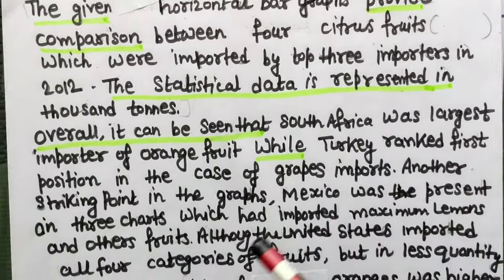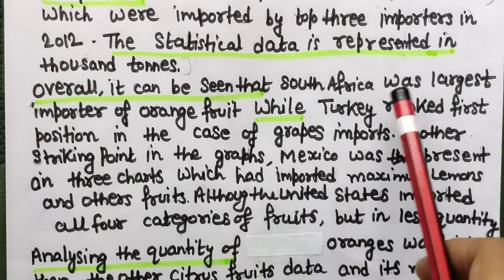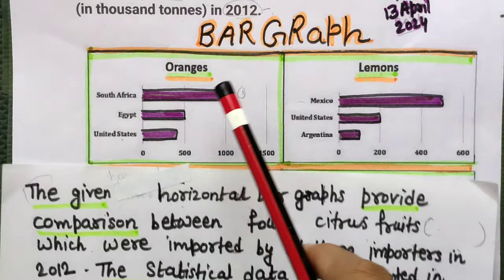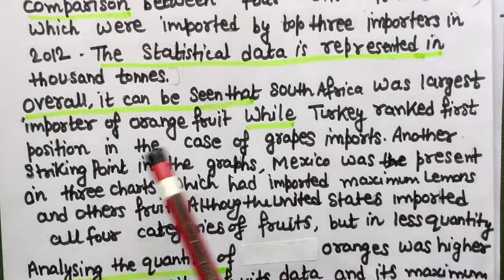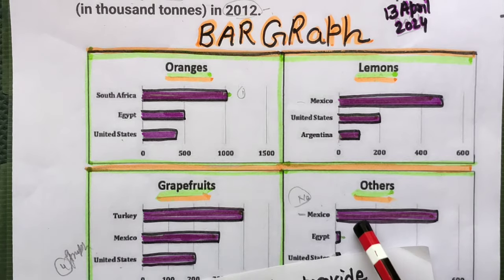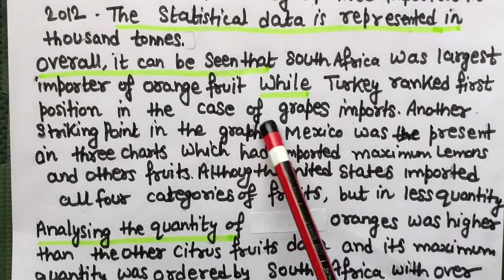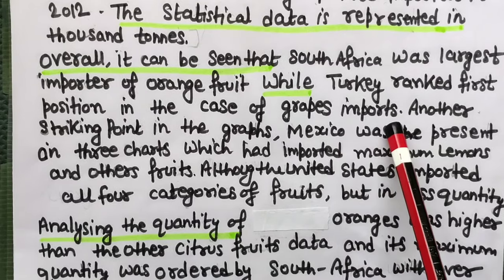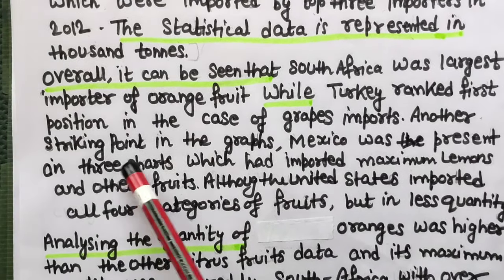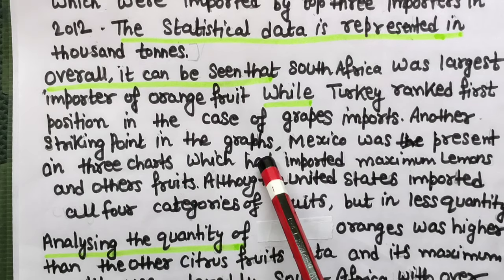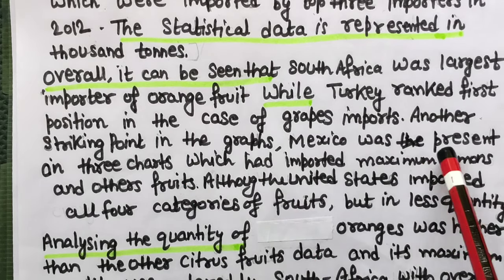Now see this. Overall it can be seen that South Africa was the largest importer of orange fruit, while Turkey ranked first position in grapefruits. In case of grapes imports, another striking point in the graphs, Mexico was present.